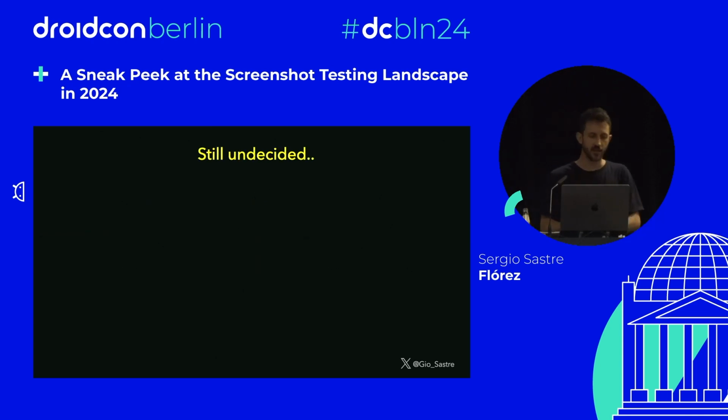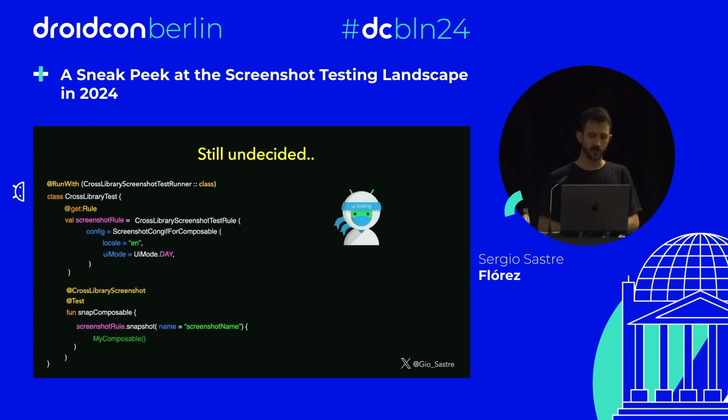So it could be that after this, you're still undecided, so what if I choose the wrong library? You could also write what I call a cross-library screenshot test. The sample that you see here is an example of what such a test looks like with the library Android UI Testing Utils that I mentioned before. I think it's pretty intuitive.